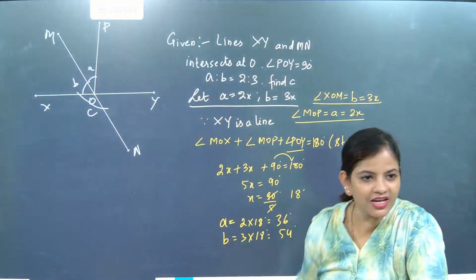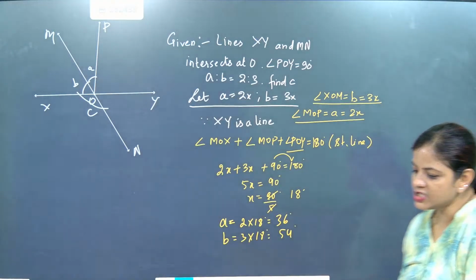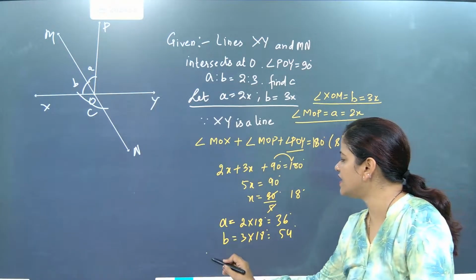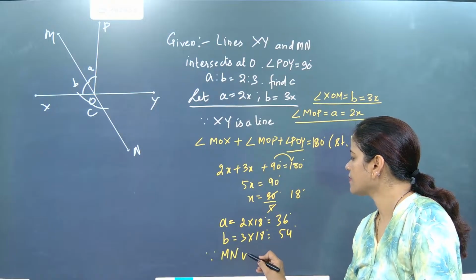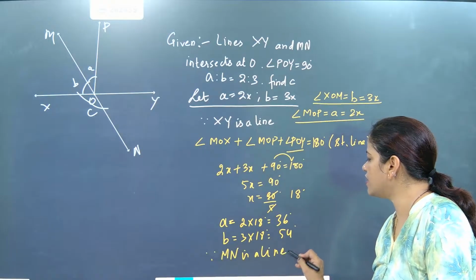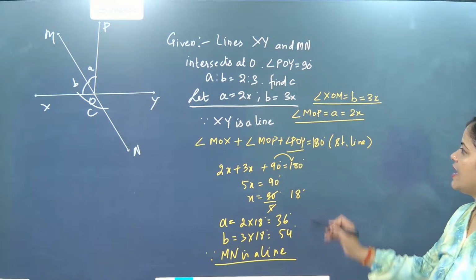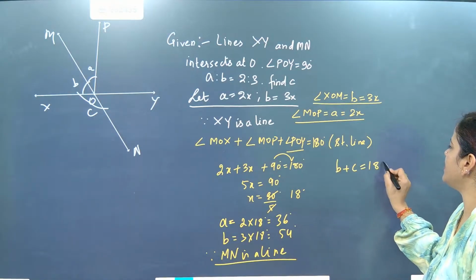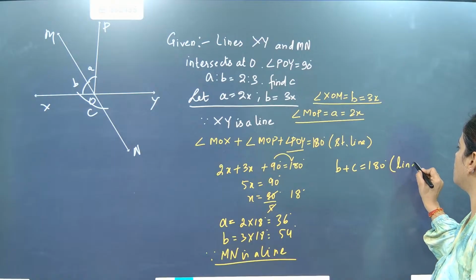Shortest way, because MN is also a line. MN is a line. So, since MN is a line, why will we do vertically opposite angle, this thing, that thing? MN is a line, so B plus C will be 180 degrees. Linear pair. No more efforts.